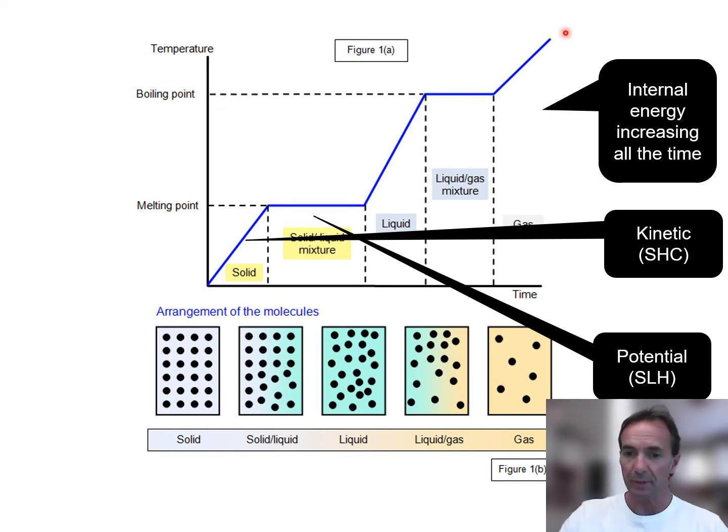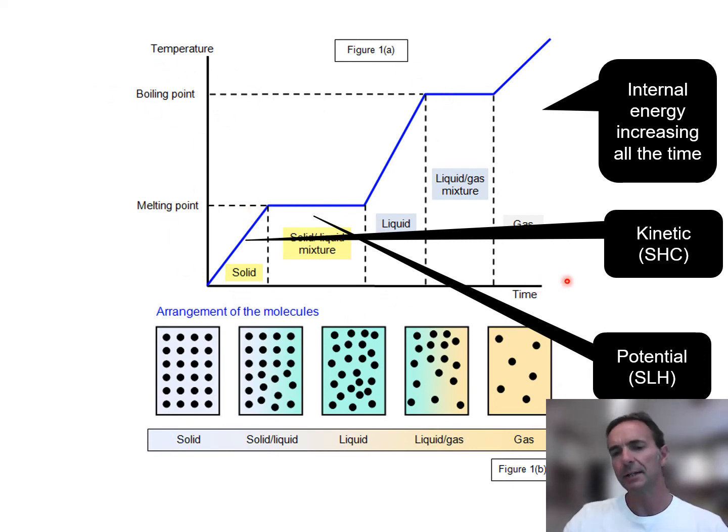Or, to give them their proper names: specific heat capacity, specific latent heat of fusion, which is what that's called, and then specific heat capacity, and then specific latent heat of vaporization. Those are the two different types of specific latent heat, which occur at those two parts on there. And of course, they exist at the melting point and the boiling point, just like it says over here.